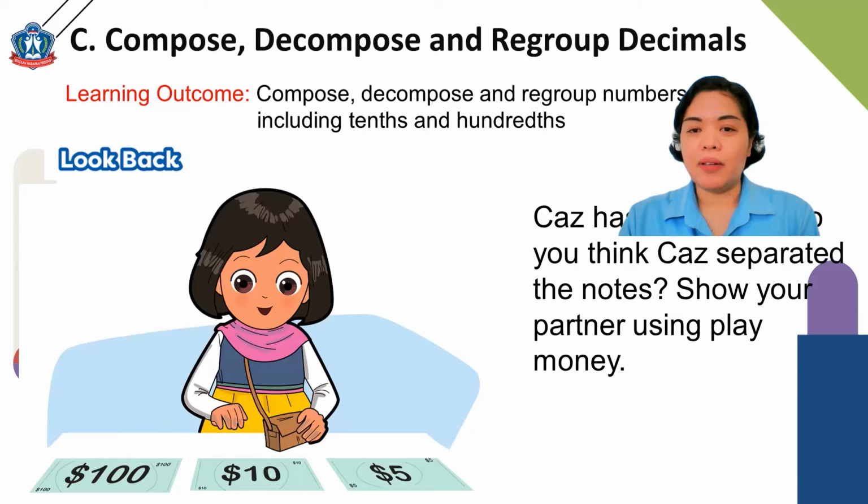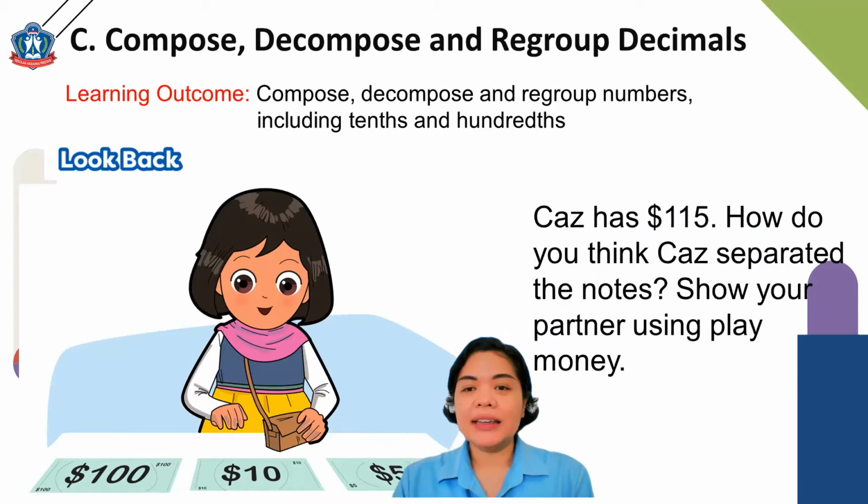I have here a problem. This is Kaz. Kaz has $115. How do you think Kaz will separate the notes? Okay, if you know the answer, share that during our class. Let's continue.